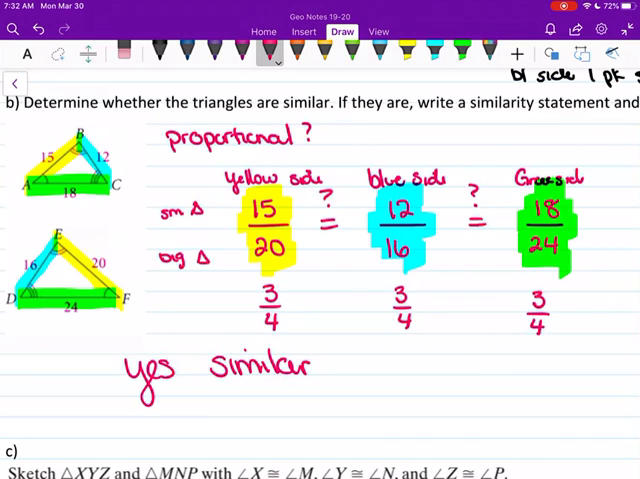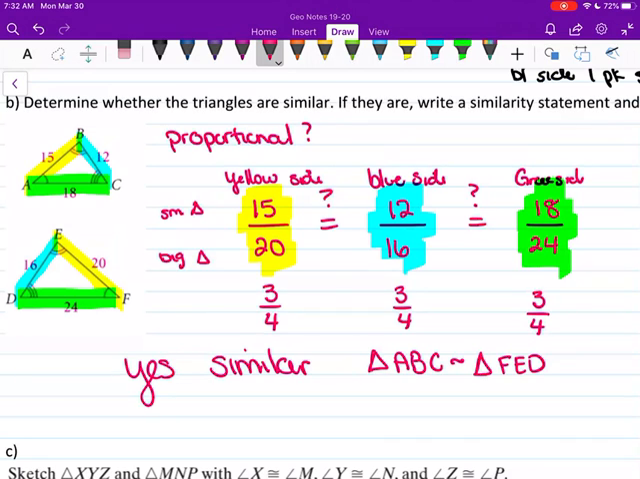Okay, so let's make sure if they are similar, write a similarity statement. My similarity statement is very similar to congruent statements. So if I called the first triangle ABC, I would say that is similar to triangle... Now we have to make sure we go in the right order. So ABC, so FED would be the correct order for the second triangle, making sure I'm lining up my corresponding angles.